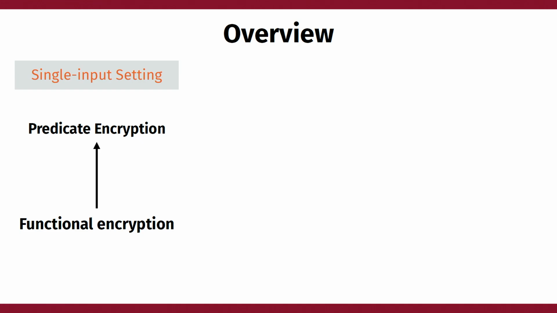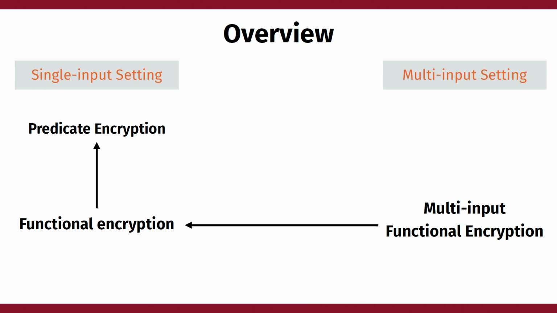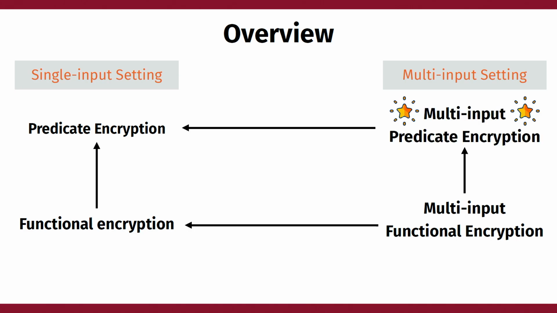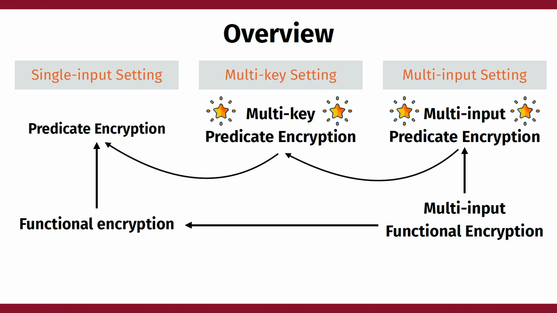So this primitive belongs to the single input setting simply because there is a single sender that can choose the input of the function or the message. But for functional encryption, we have the multi-input version. Now we have multiple senders, and we can encrypt multiple messages, and you can later decrypt a function of the messages. What we do in this work is extend the notion of predicate encryption to the multi-input setting. And while we do that, we also define an intermediate notion called multi-key, that is essentially a single input predicate encryption, but where the key is split among multiple keys.